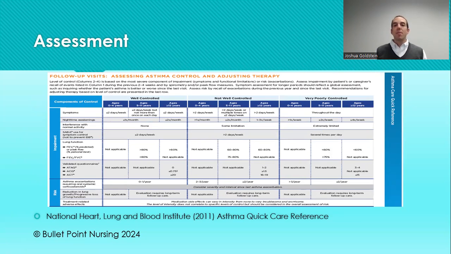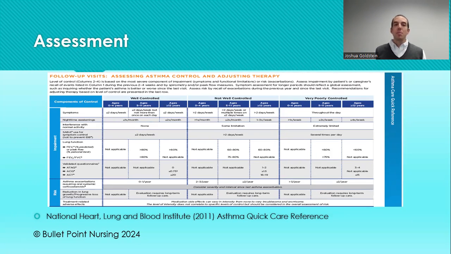This next chart that you have in front of you is called the Asthma Quick Care Reference Guide. It's published by the HNLIB, and you could just pull it up on Google. You will be using this as a nurse practitioner when you're managing patients with asthma. This gives us a very clear method of determining whether the patient's asthma is well controlled, not well controlled, or very poorly controlled.